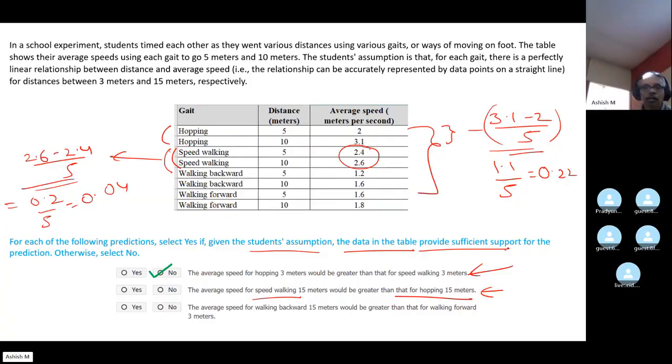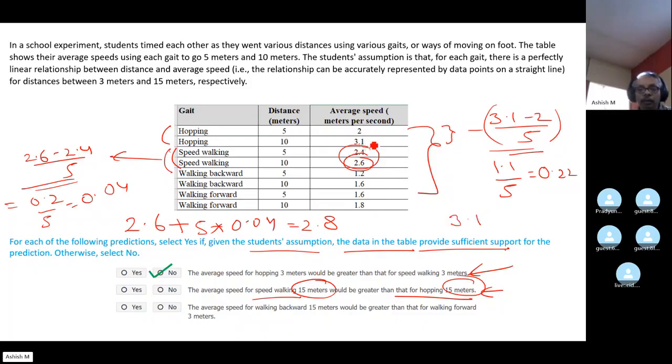Correct? All right. Now I think we can find out easily for 15 meters, right? Because we have to figure out for 15 meters. What will be the average speed for speed walking? 2.6, right? 2.8. Very nice. Plus 5 into 0.04, correct? Which would be 2.8.